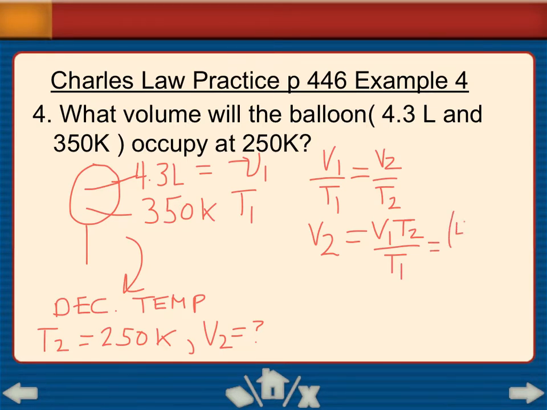Substitute the data in. Be sure to put the data in correctly. And now we will solve for V2. The value of V2 is equal to 3.1 liters. Sig fig wise, it looks like we have 4.3, and therefore we'll have 2 sig figs in the answer.